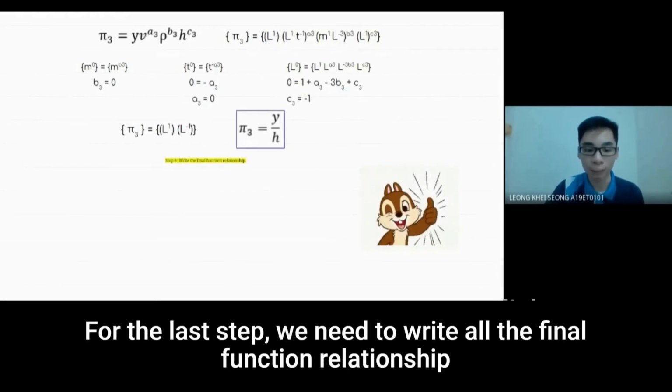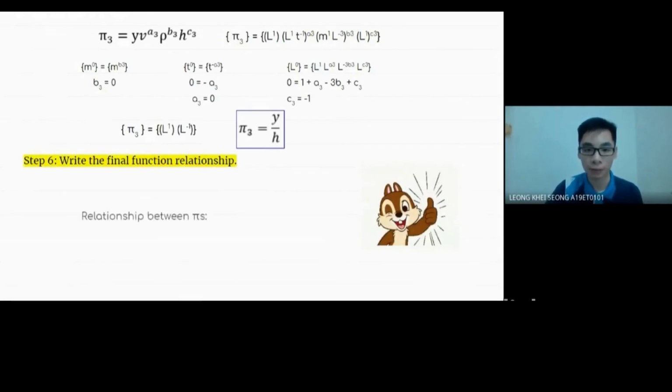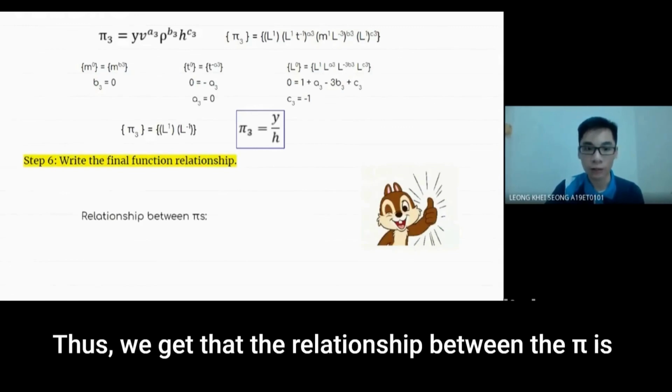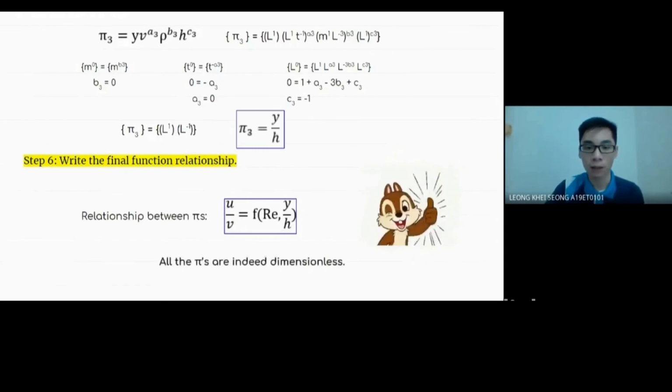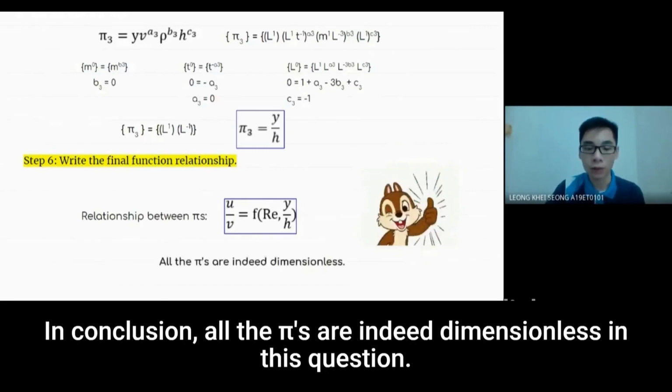For the last step, we need to write the final functional relationship of the 3 pi's. Thus, we get that the relationship between the pi's is u over V equals a function of Reynolds number and y over h. In conclusion, all the pi's are indeed dimensionless in this question.